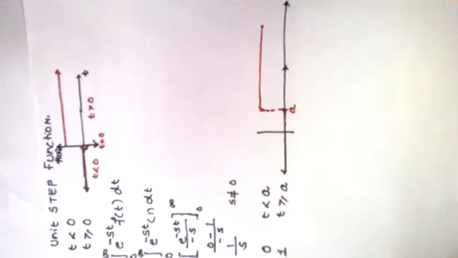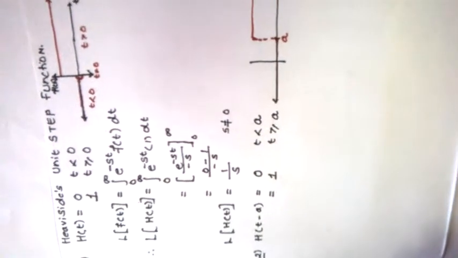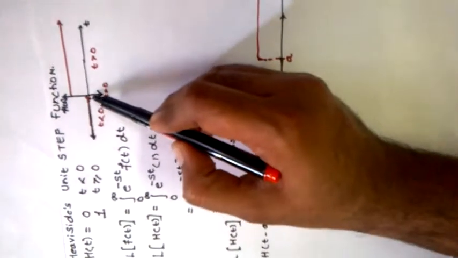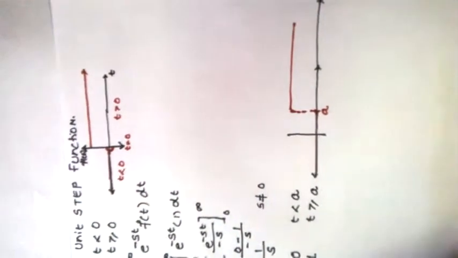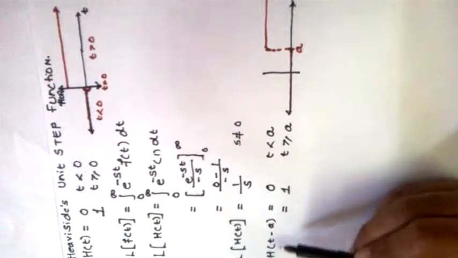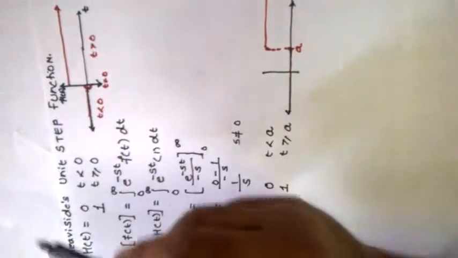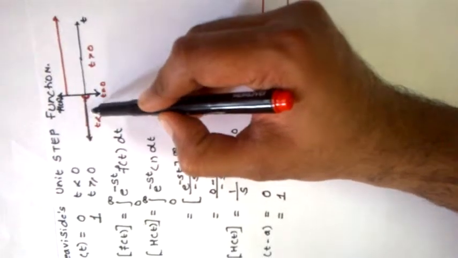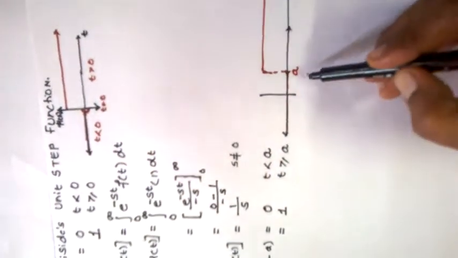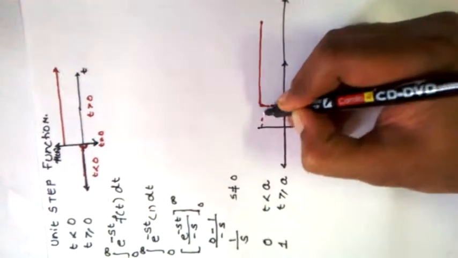So the only difference between h of t and h of t minus a is the function starts over here at 0, and in this case the function starts at t is equals to a. This is called as delayed unit step function. We say this as a unit step because the value unit suggests that the value of the function is 1, and the step suggests that at t is equals to 0 the function jumps from 0 to 1, and in this case at t is equals to a the function jumps from 0 to 1.